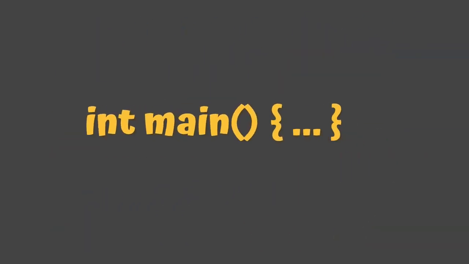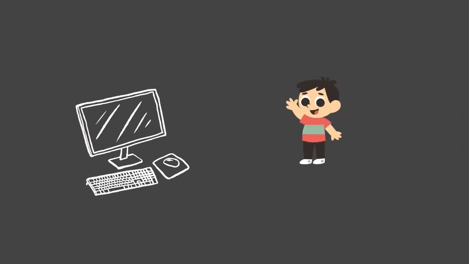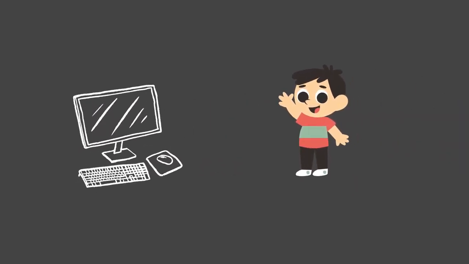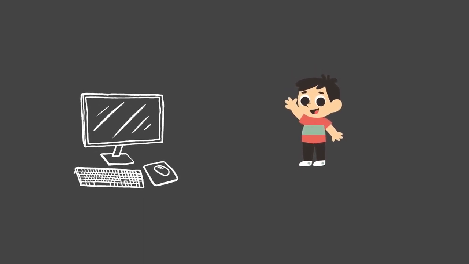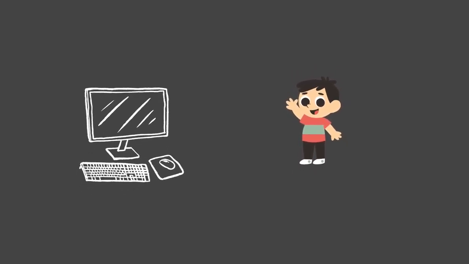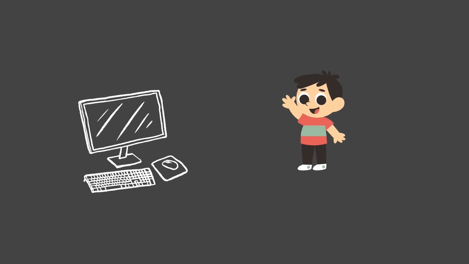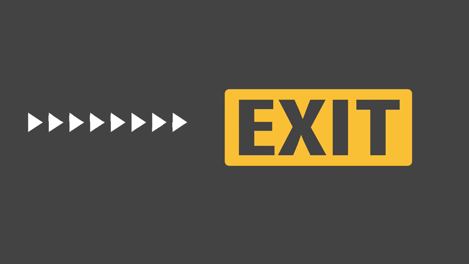Then there is the main function. This is the main part where you tell the computer what to do. It is like giving instructions. The int means you are going to give back a number when you are done. And return 0. This is like saying I am done and everything went well.